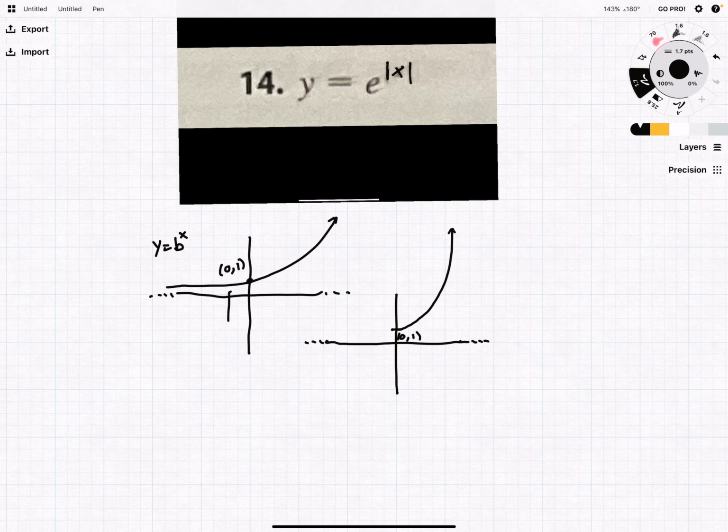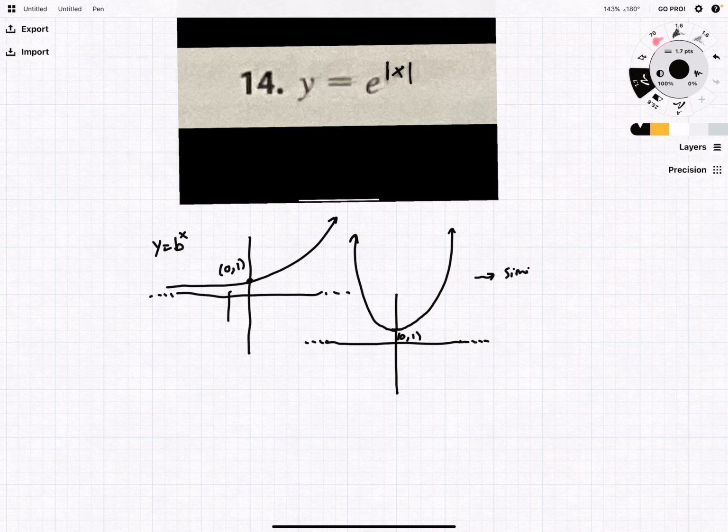Now, if we went in the negative direction, normally the graph would continue on, right? But because we have absolute value x, we're essentially going to mirror this right side of the graph to the left side of the graph. It's just going to look like this.